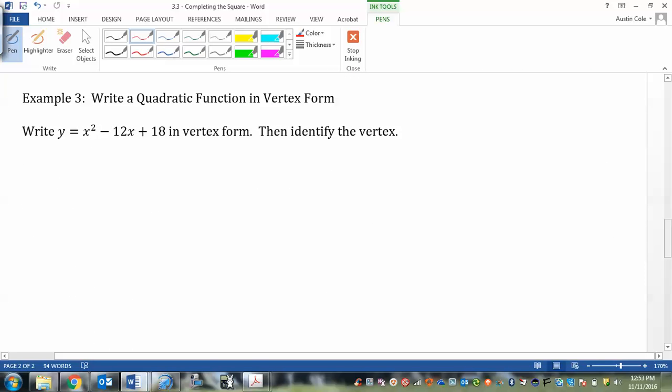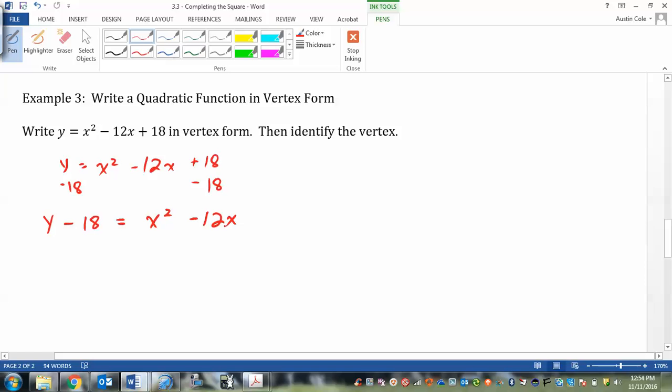Another thing that we can do is take something that's in standard form and rewrite it into vertex form. Now here's what we're going to do. I've got my equation, y equals x squared minus 12x plus 18. We're basically going to complete the square. Now, when I complete the square, I need to get rid of my c value, don't I? So I'm going to move it to the other side. I'm going to have y minus 18 equals x squared minus 12x.